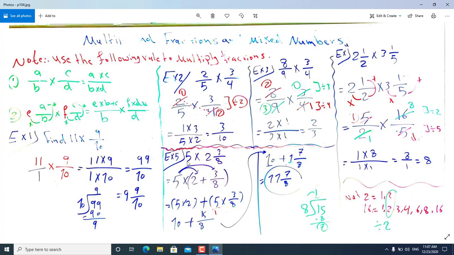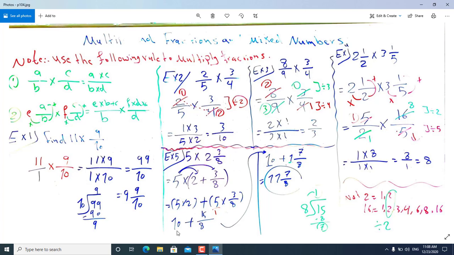From example 5, we have 5 times 2 and 3 over 8. Here we can use the distributive way to solve it. First, we know that between the mixed number and the fraction we have a plus, so we write that. After that, this 5 will multiply with 2 and will multiply with 3 over 8. We write 2 parentheses: in the first we write 5 times 2, and in the second we write 5 times 3 over 8. Between them we put plus.